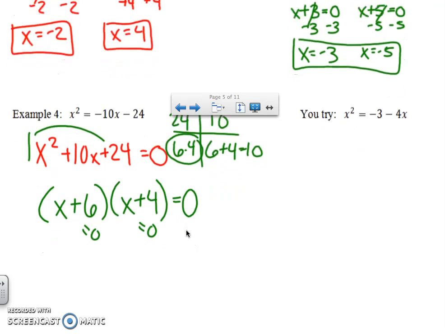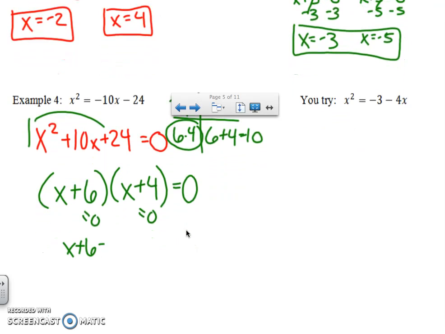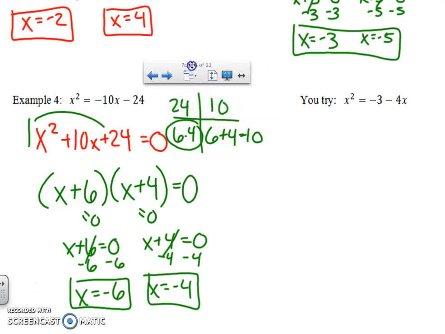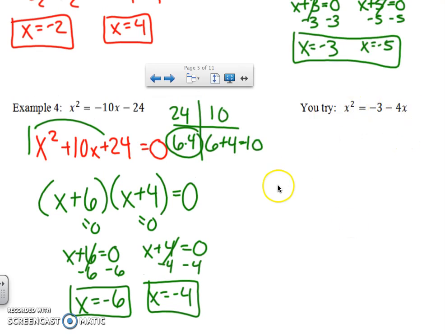So you would have x plus 6 equals 0, and you would have x plus 4 equals 0, and you would solve each one-step equation. So x equals -6 is one answer, subtract 4, x equals -4. And again, a shortcut on these problems is you're just going to change your sign when you find the solution, okay? All right, so why don't you try this last one on your own, make sure you get them all to the same side, and then factor the quadratic.